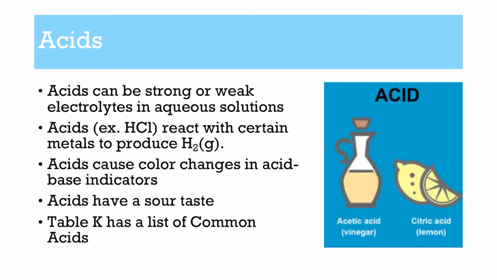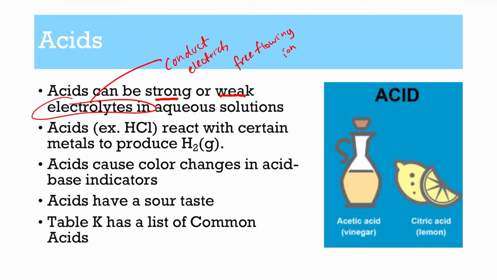Okay, so first, acids can be strong or weak electrolytes in aqueous solutions. And so remember, electrolytes are able to conduct electricity because they have free flowing ions. So acids and bases, when they're in water, in that aqueous solution, you have these different ions. You'll see this later on. But they can conduct electricity either a little bit and be weak or a lot and be strong. Anyway, they are types of electrolytes.